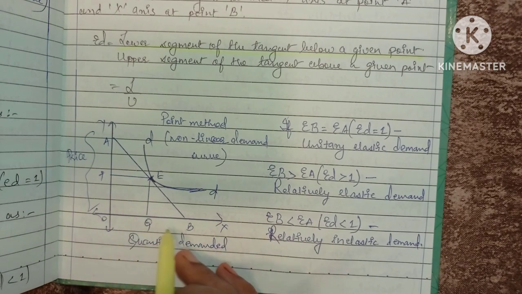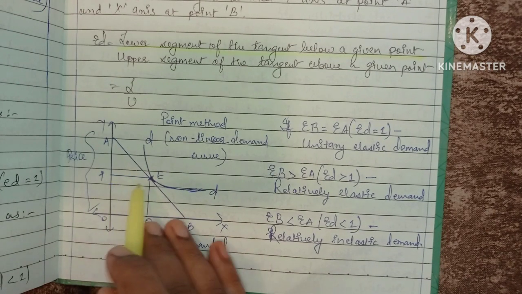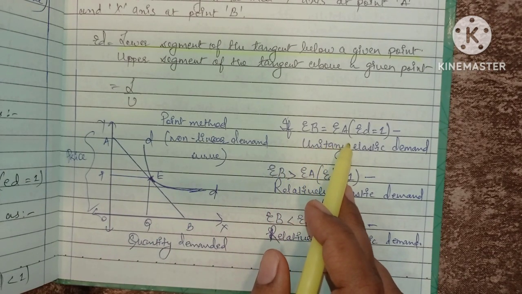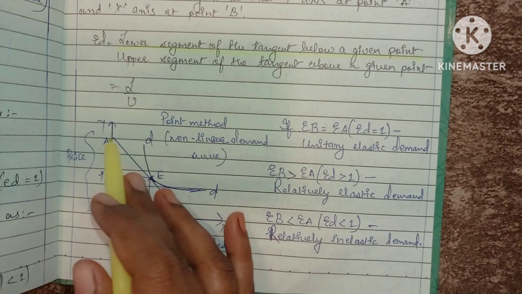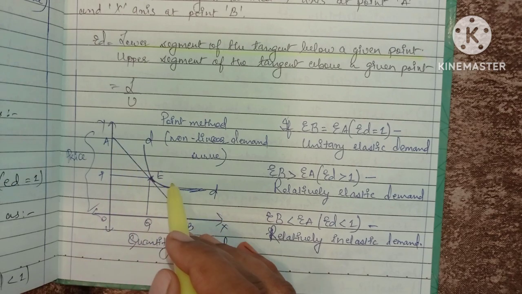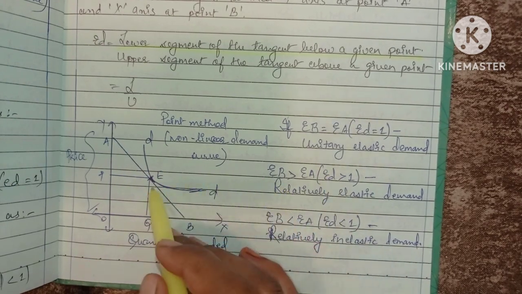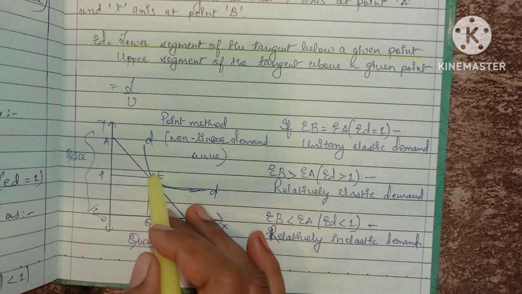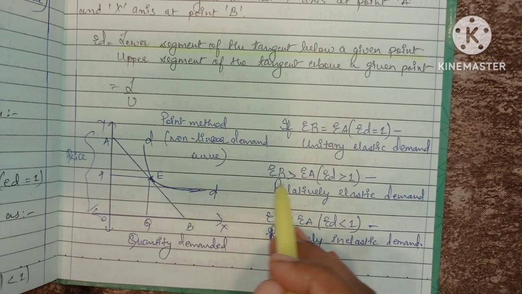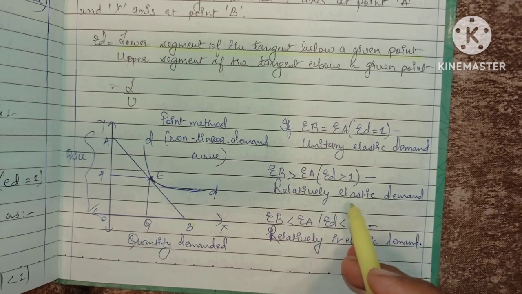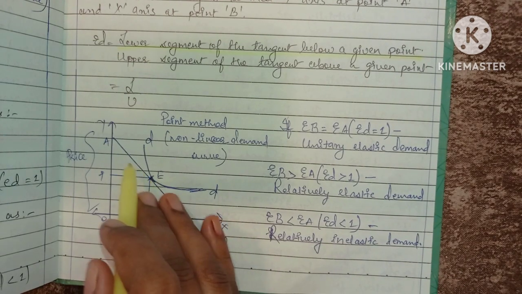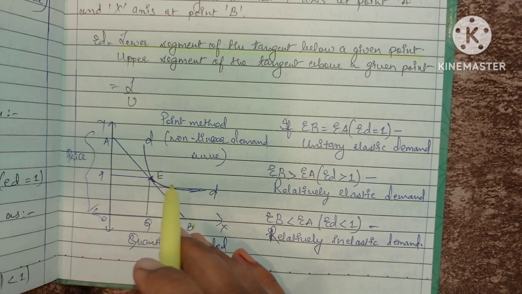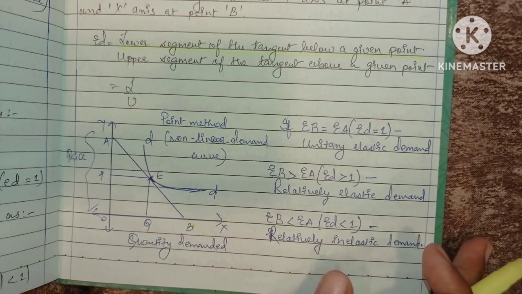Okay, so A and B is there, O and B. If EB is equal to EA, that is elasticity EB equal to EA, then it is unitary elastic, because it's going to be equal. If EB is greater than EA, then ED is greater than 1, that is relatively elastic demand. But if EB is less than EA, then ED will be less than 1, and therefore it's relatively inelastic demand.